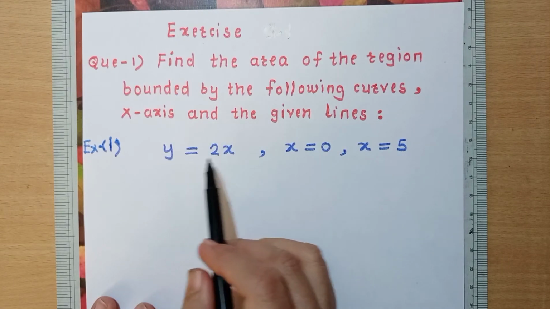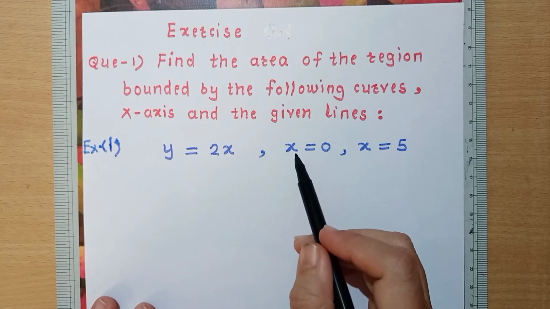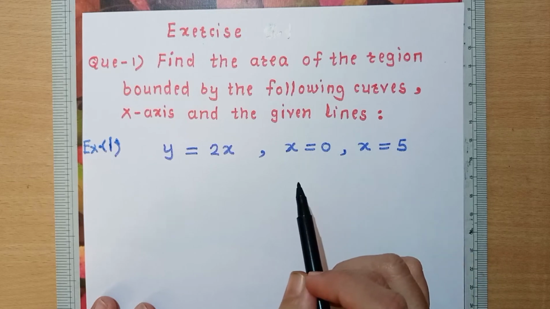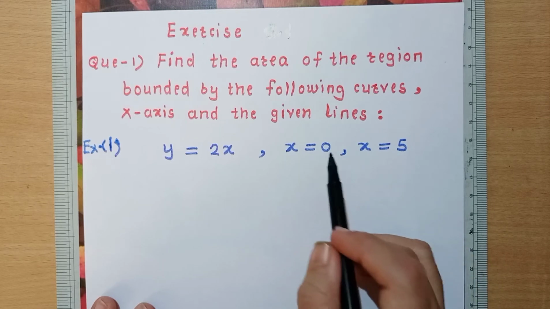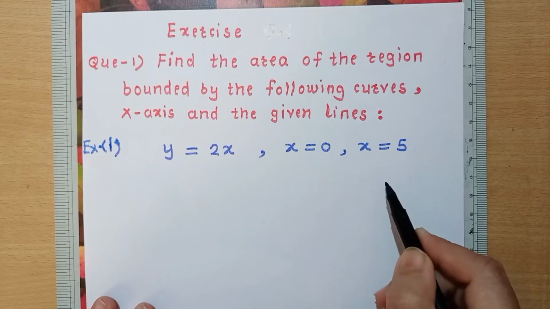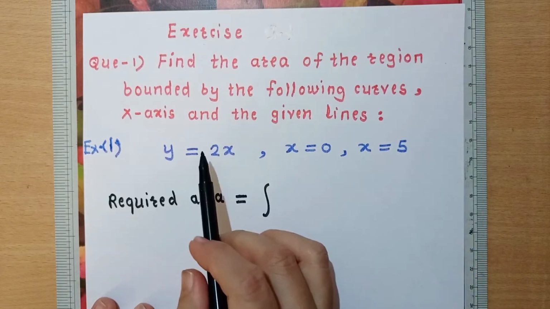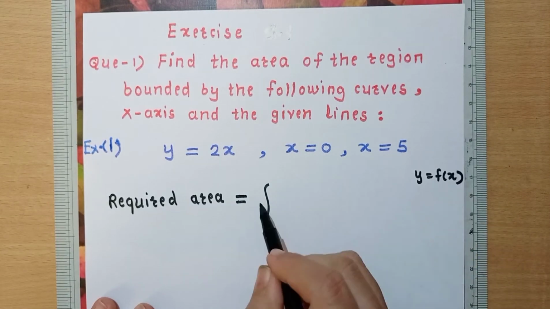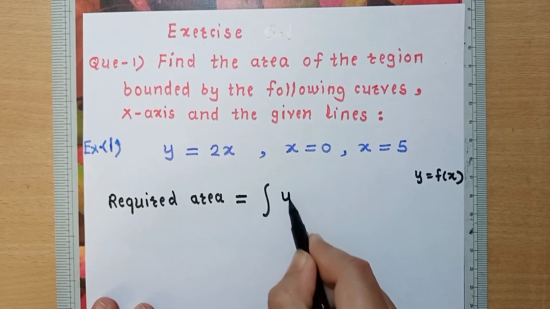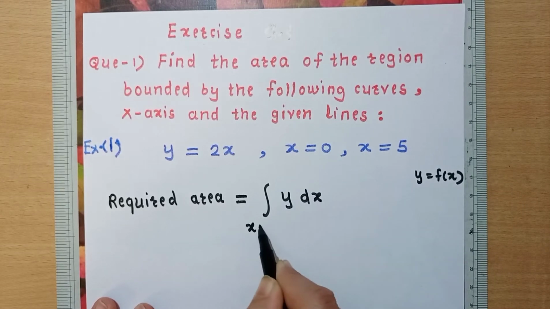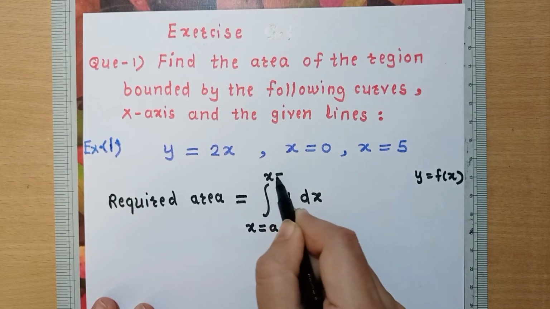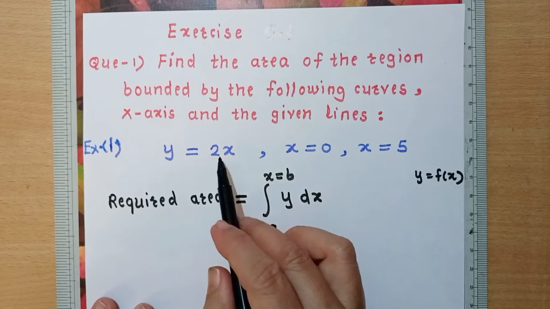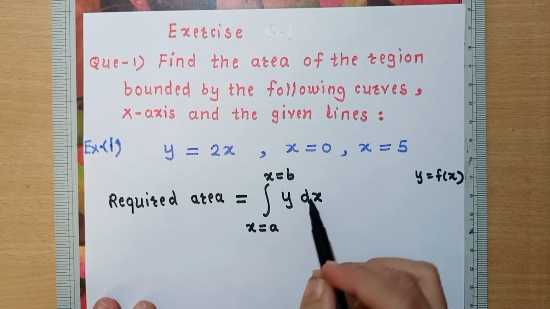We have given here y is equal to 2x, and here x is equal to 0 and x is equal to 5. These are the limits on the x-axis. Now check again, these are bounds on the x-axis. So our formula will be, this function is in the form y is equal to f of x, so here we will write integration of y dx, and the limits are x is equal to a to x is equal to b. Because these are the bounds on the x-axis, we have to integrate this function with respect to x.